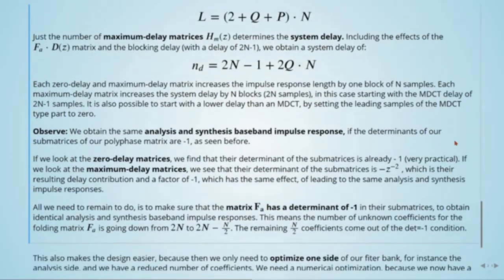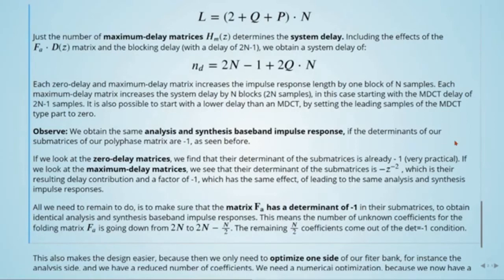Observe that we obtain the same analysis and synthesis baseband impulse response if the determinants of our submatrix of our polyphase matrix are equal to minus 1 as seen before. If we look at the zero delay matrices, we find that the determinant of the submatrices is already equal to minus 1, and it's very practical.